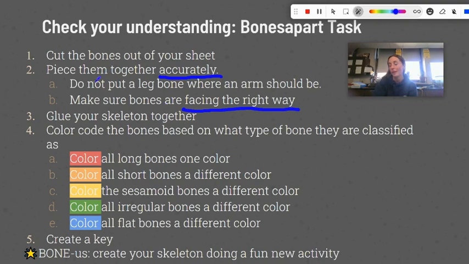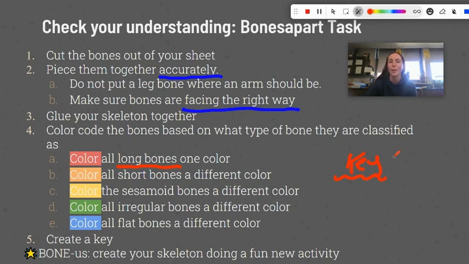Once you have decided that your skeleton is accurate, glue that baby together, and you're going to create a code based on what types of bones are on your skeleton. So you should be coloring the long bones all one color. You can decide, but if you decide it's red, all long bones need to be red. Don't color one femur red and another femur purple. That's silly. All the short bones should be another color. The sesamoid bones are a different color. Irregular bones are a different color. Flat bones are a different color. What I want to see on your sheet is a nice little key off to the side somewhere. That way I know that you know what's up.